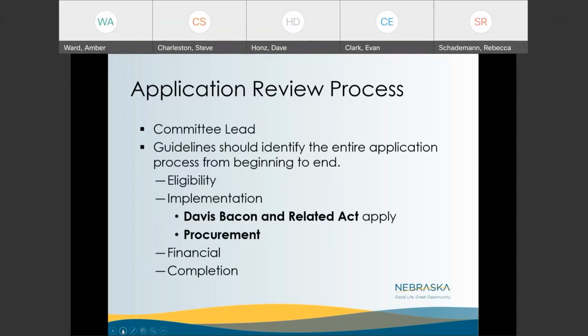The application and the review process will also consider the financial status of the business, and you will also have financial records through the completion of the project.